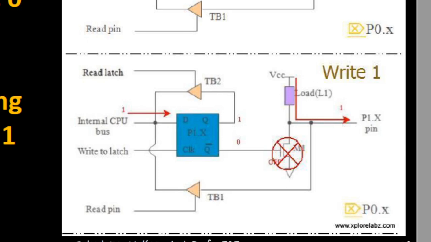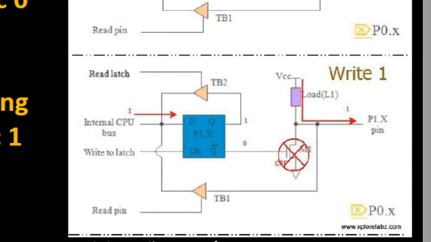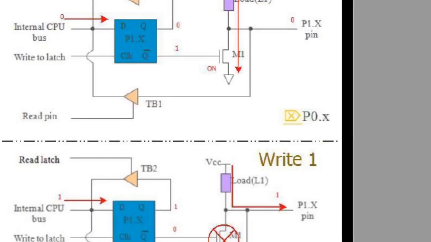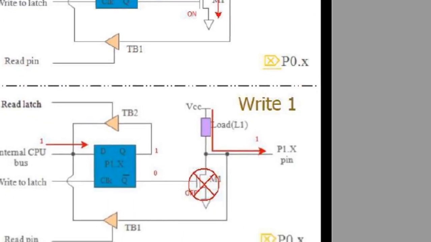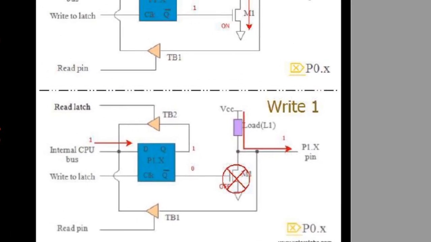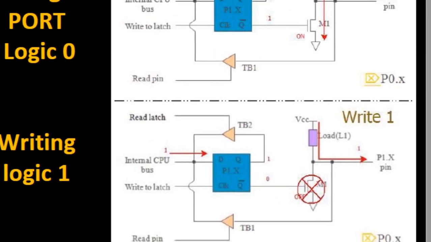That's how logic 1 and logic 0 are loaded to the IO ports.